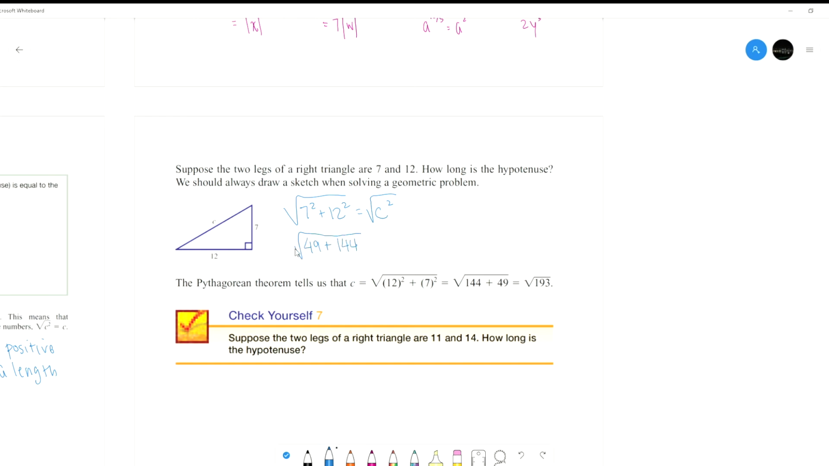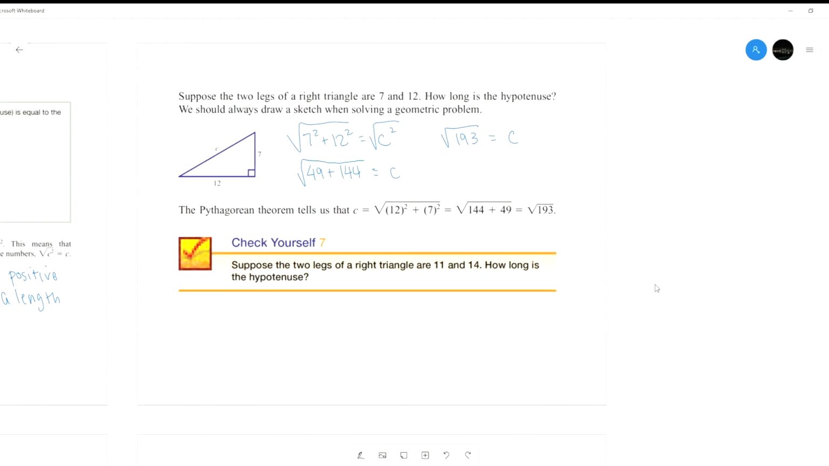And remember, a radical symbol is a grouping symbol. So everything under the radical, we would have to do first in the order of operations. So 144 plus 49 is equal to c, and that's 193. Radical 193 is equal to c. So we have a problem here. Two legs of a triangle are 11 and 14. Please find the hypotenuse. I will give you a minute to try that.